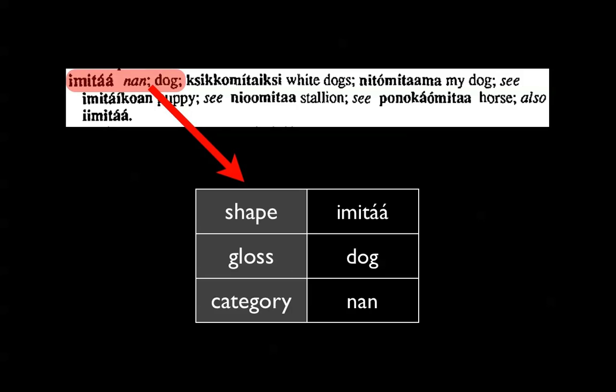The lexicon of the parser was taken primarily from the dictionary. The dictionary formatting is consistent enough that it was relatively easy to extract shape, gloss, and category information.